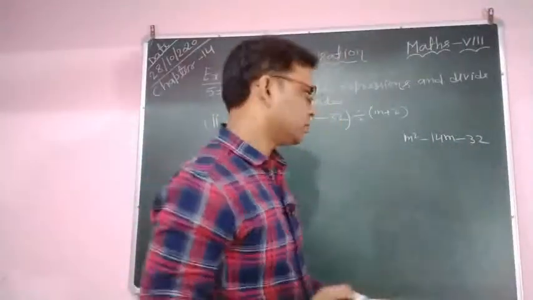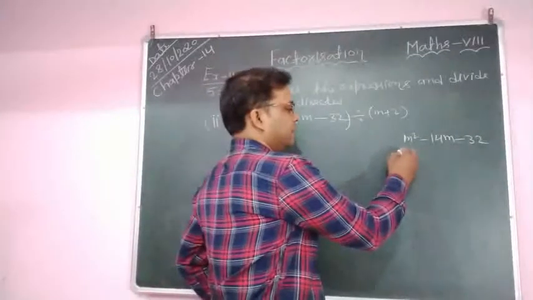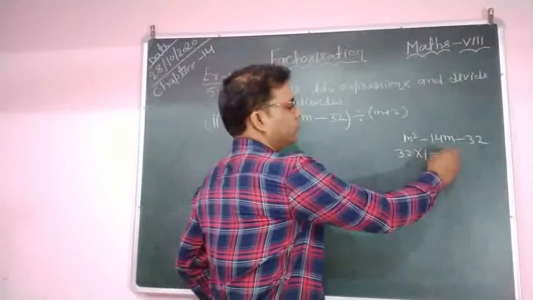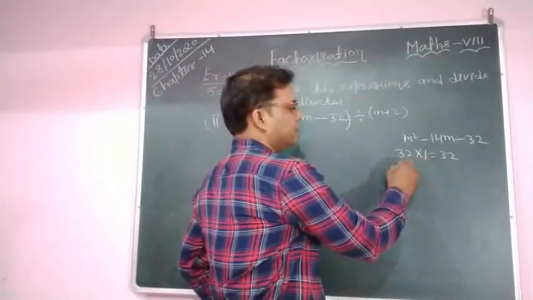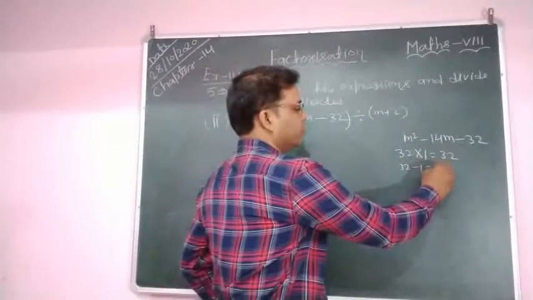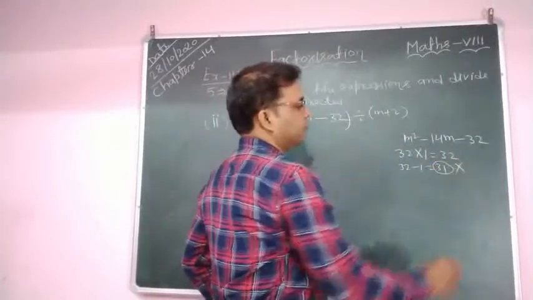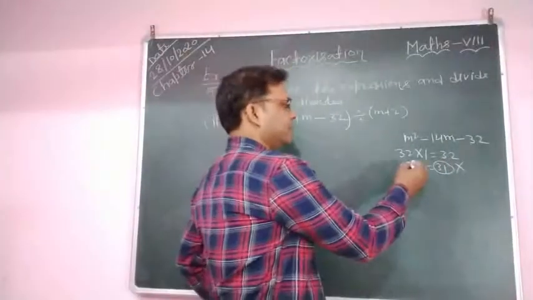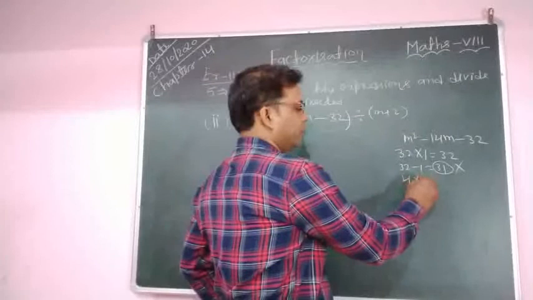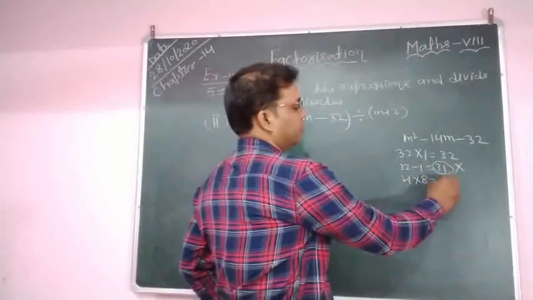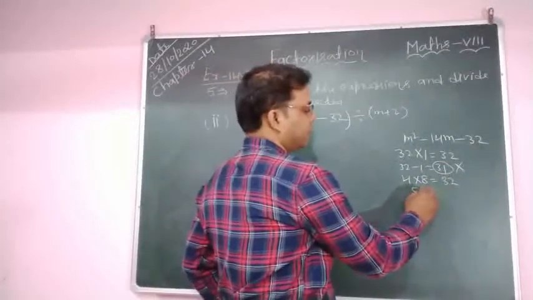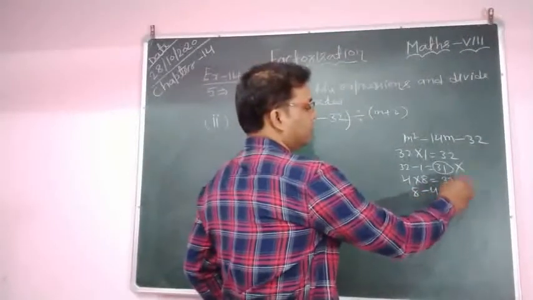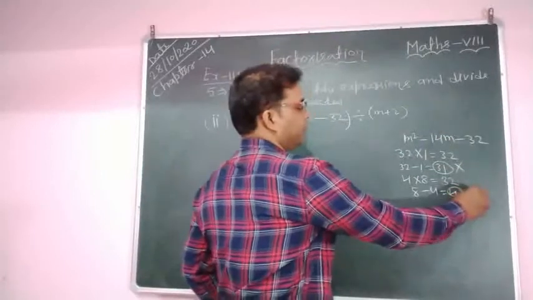Okay, so you can write 32 into 1. This is equal to 32, but their difference, 32 minus 1, is equal to 31. This is not correct because we need 14. Again we take 4 into 8 is 32, but their difference, 8 minus 4, is 4. This is not equal to 14. But we need 14 here.